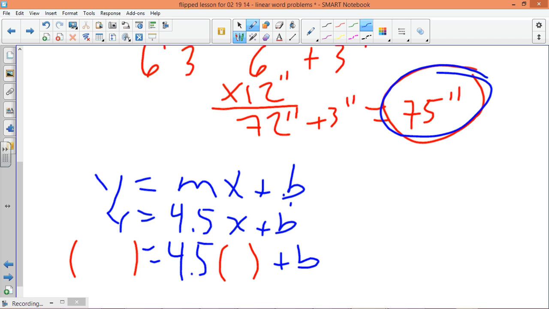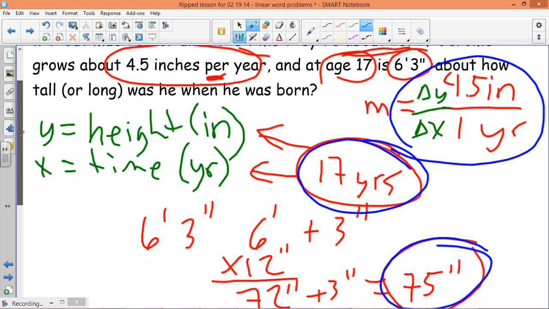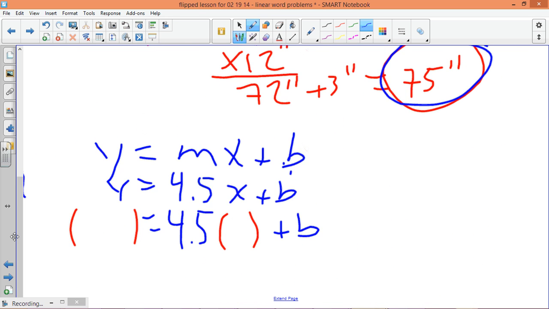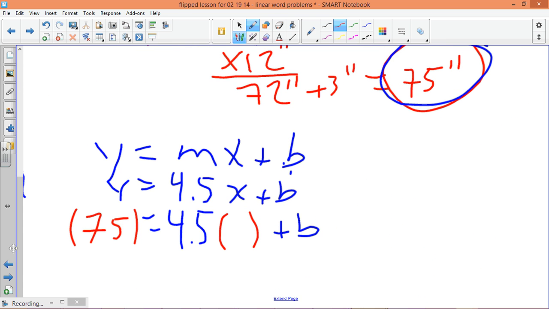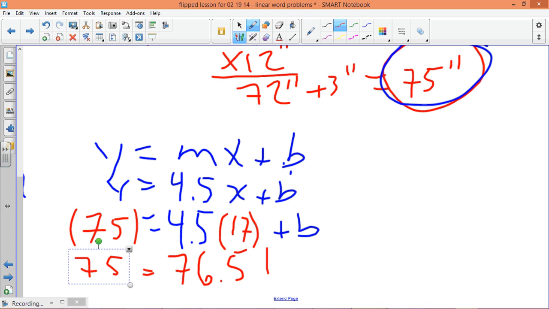Well, what's y? My y is my height. I know I have 75 inches. So I'm going to replace my y with 75. And my x is time in years. That is going to be 17. Now all I got to do is find b, and I'm ready to start answering questions. 75 equals, I'm using my calculator, 4.5 times 17 is 76.5, plus b. I'm going to pause this for 1 second, just make sure I didn't make a boo-boo.